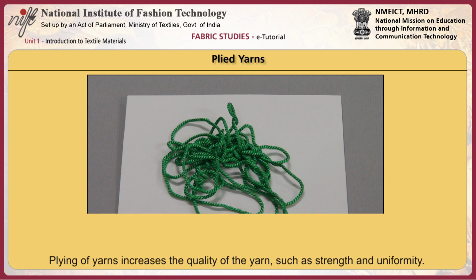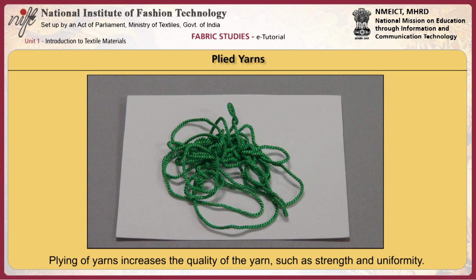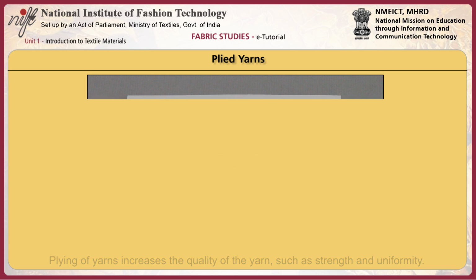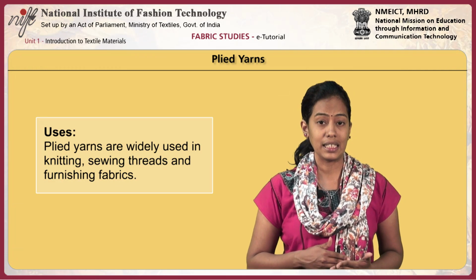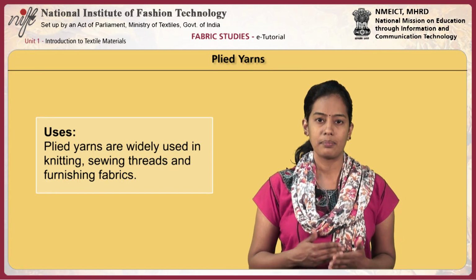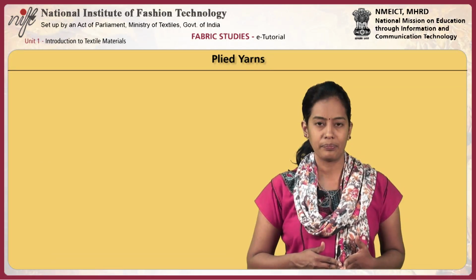When two or more single yarns are combined by twisting, they are called plied yarns. Plying of yarns increases the quality of yarn, such as strength and uniformity. Plied yarns are widely used in knitting, sewing threads, and furnishing fabrics.